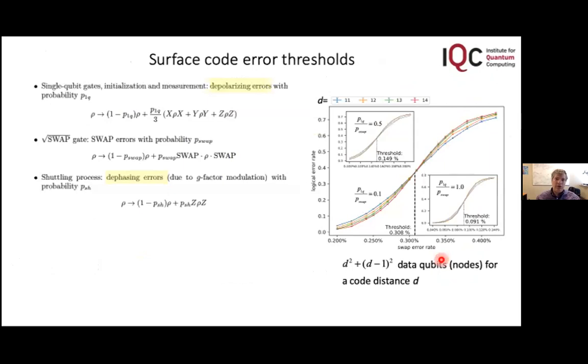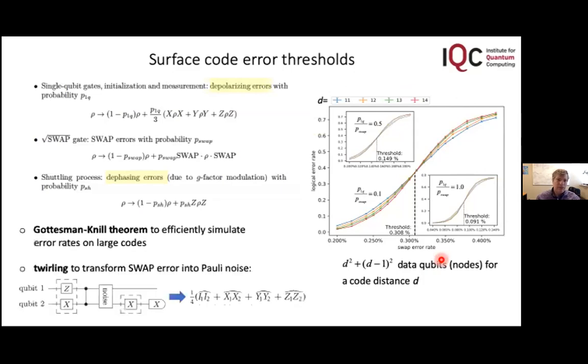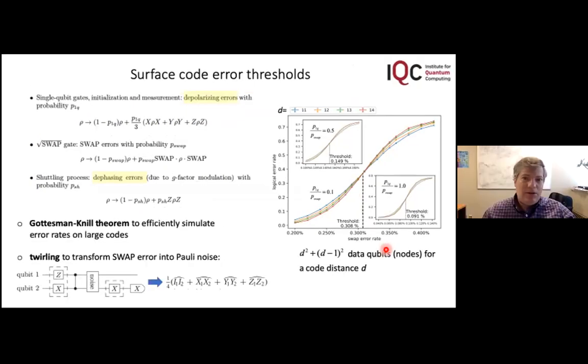For the surface code to work and actually reduce the logical error rate, the physical qubit error rates must be below some threshold. We can roughly estimate those thresholds if we have an idea of the kinds of errors that would dominate in a real device. So with our colleagues at Oxford, we developed methods for estimating the error thresholds for this architecture. A nice thing is that we have the Gottesman-Knill theorem, which says that stabilizer circuits can be efficiently simulated because they're constructed out of generalized Pauli operators. So this gives us the ability to simulate large codes and get the error rates.